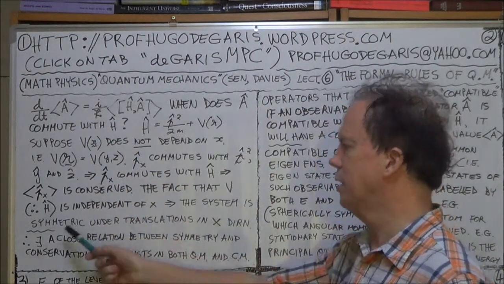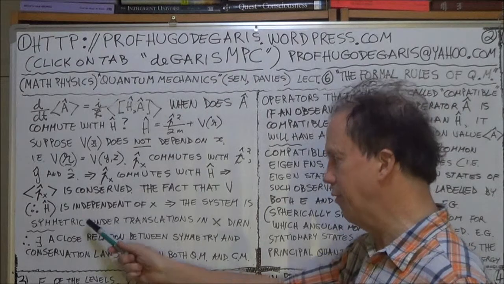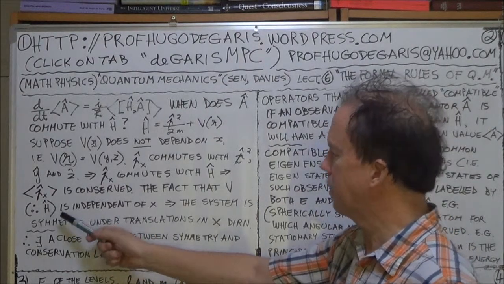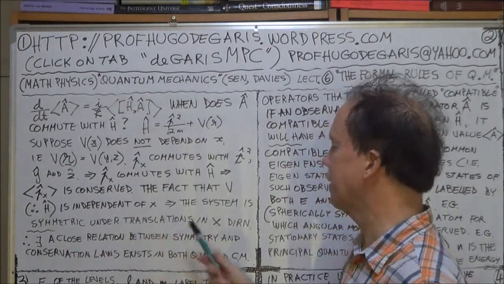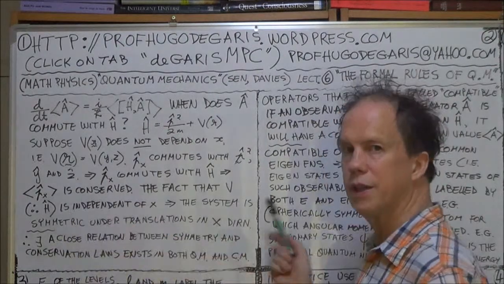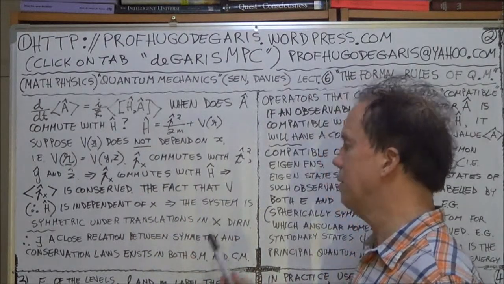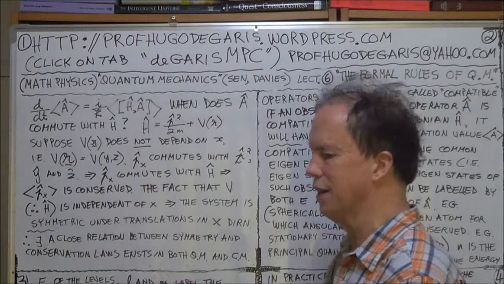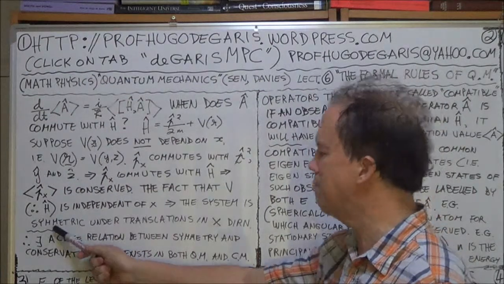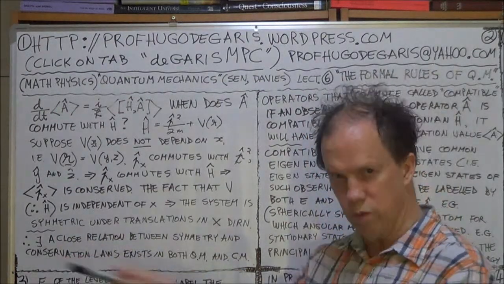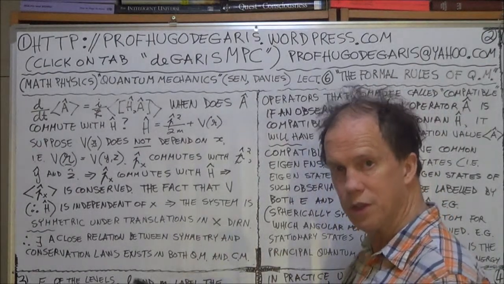That links with symmetry. So where's the symmetry here? Well, the Hamiltonian is independent of x, so if you move the system along the x-axis, it won't make any difference to the system. All the physics remains the same. You can move it along the x-axis and nothing changes. So in a sense the system is symmetric under translation. You're just moving it in the x direction. So there's your symmetry.